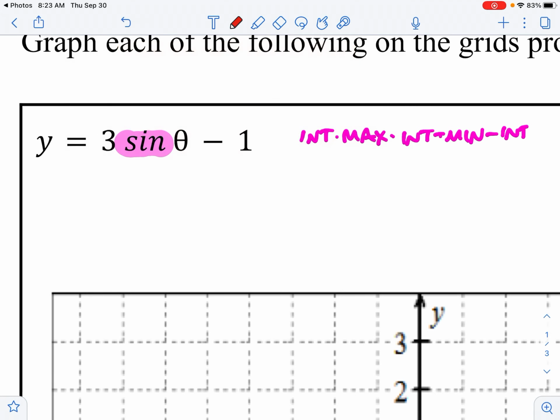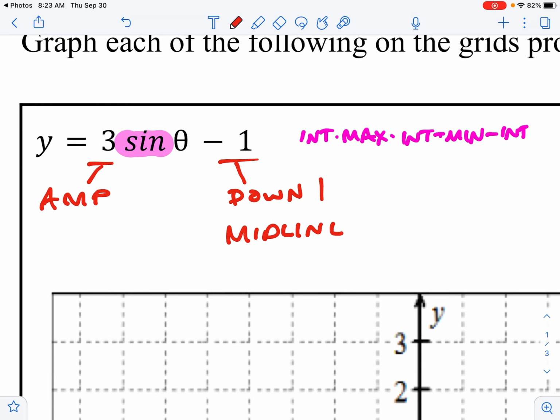Second, we want to observe what our transformations are. So in this particular case, we have a stretch of 3, that's an amplitude, and we have a downshift of 1. Okay, that's going to be our new midline or our new x-axis.